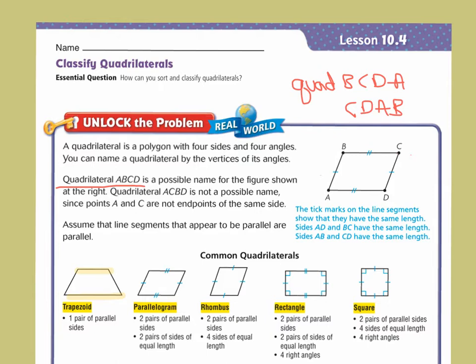I think they might be my favorite quadrilateral. I'm thinking about it. Let me think about that.